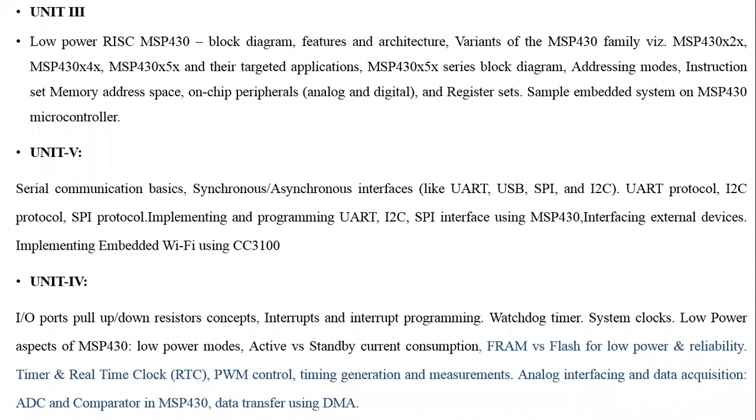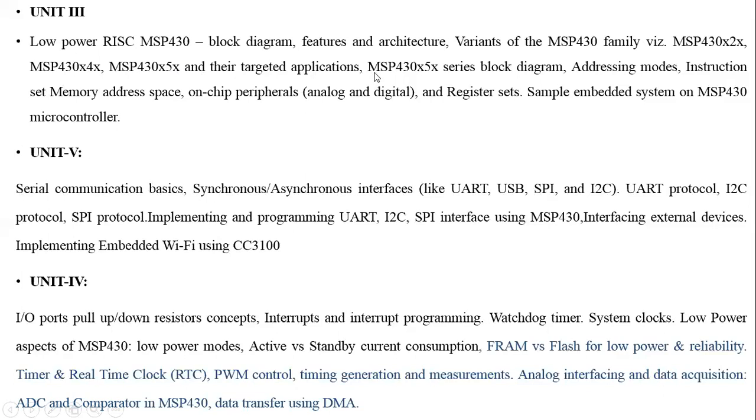Okay. So in the last classes, we completed Unit 3 and Unit 5. In Unit 3, low power RISC, we studied the low power RISC MSP430 block diagram, features, and architectures. That is the 2XX second generation and variants of the MSP430 family: second generation, fourth generation, fifth generation. Variants means comparison between the second, fourth and fifth generation families and their applications.